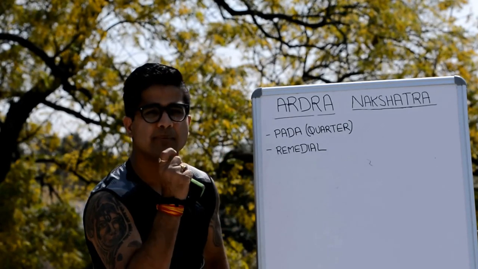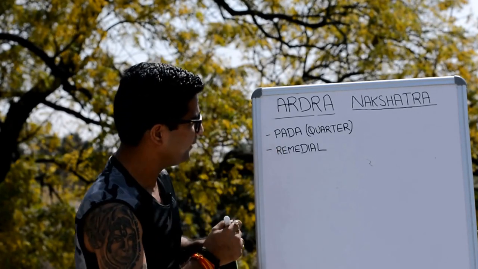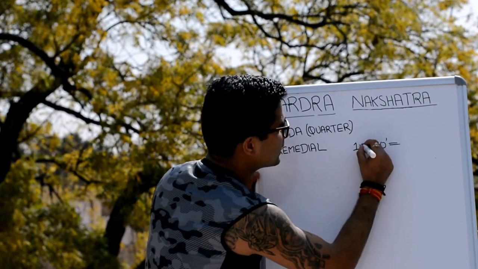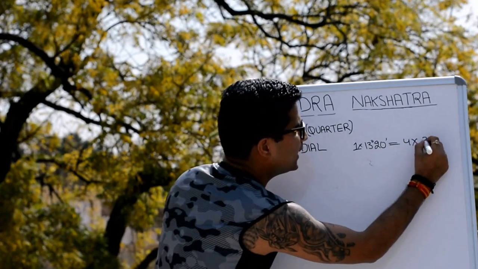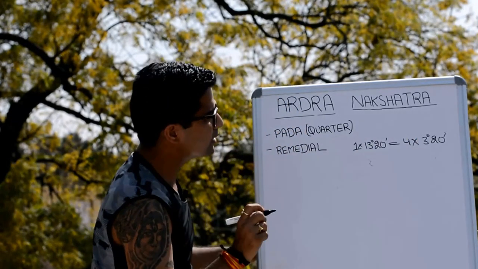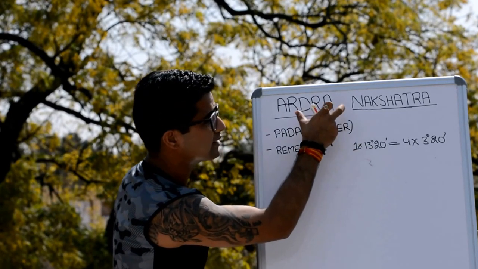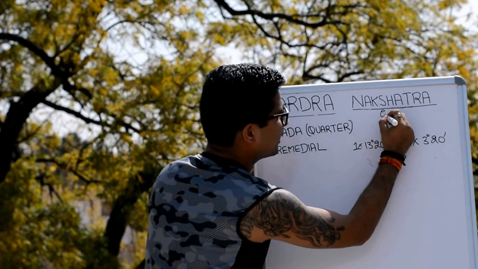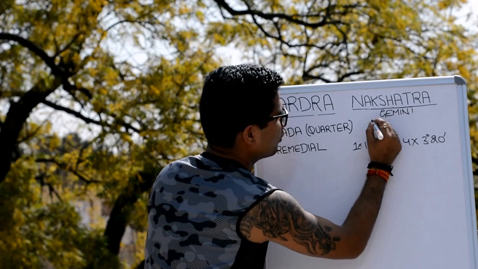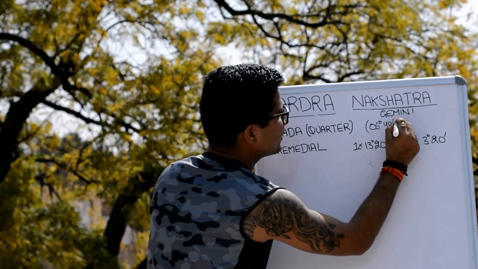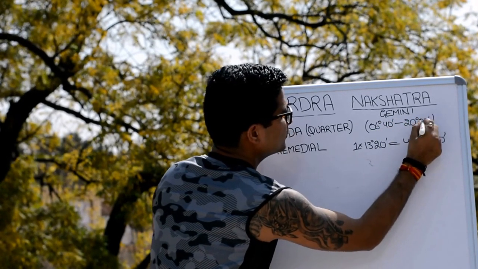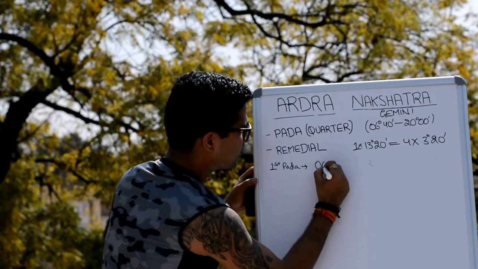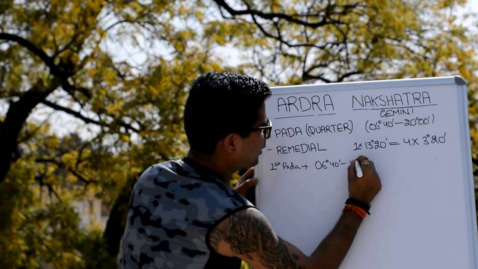Now when it comes to understanding the behavior of the different padas, each nakshatra is of 13 degrees 20 minutes of space, which can be further classified into four equal padas of 3 degrees 20 minutes. So now comes the question: what will be the case if we break down this nakshatra into four different padas? As I have already taught you, this nakshatra is spread in the Gemini zodiac sign from 6 degrees 40 minutes to 20 degrees. So the first pada will be from 6 degrees 40 minutes to 10 degrees.